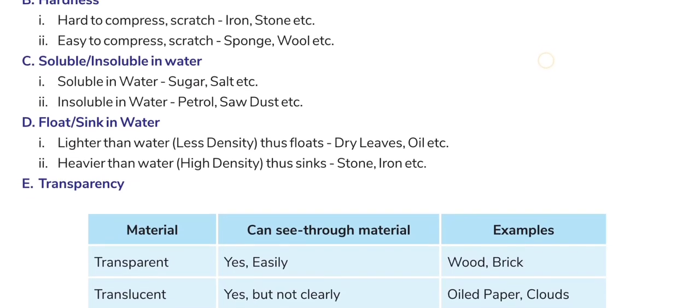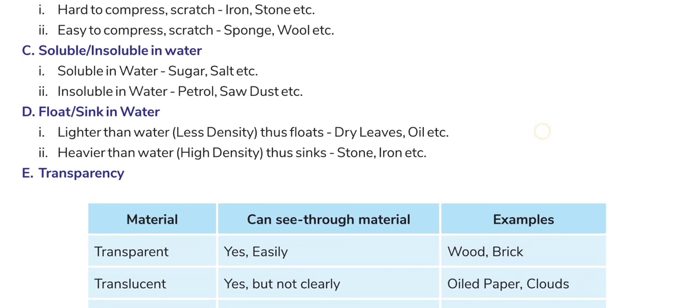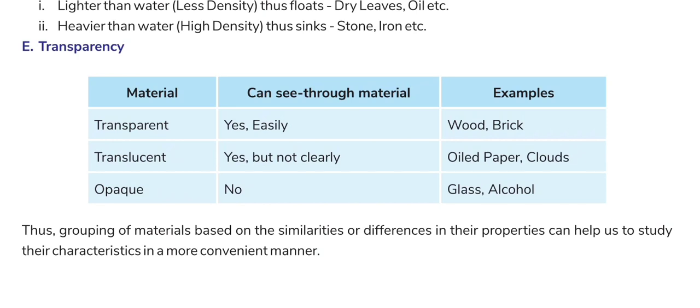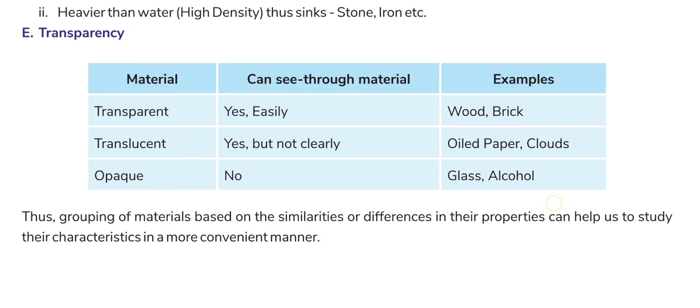D. Float or sink in water. (i) Lighter than water, with less density, thus floats: dry leaves, oil, etc. (ii) Heavier than water, with high density, thus sinks: stone, iron, etc. E. Transparency. Thus, grouping of materials based on the similarities or differences in their properties can help us to study their characteristics in a more convenient manner. Transparency is whether you can see through a material. Examples: transparent, yes, easily: glass, water; translucent, yes, but not clearly: oiled paper, clouds; opaque, no: wood, brick.